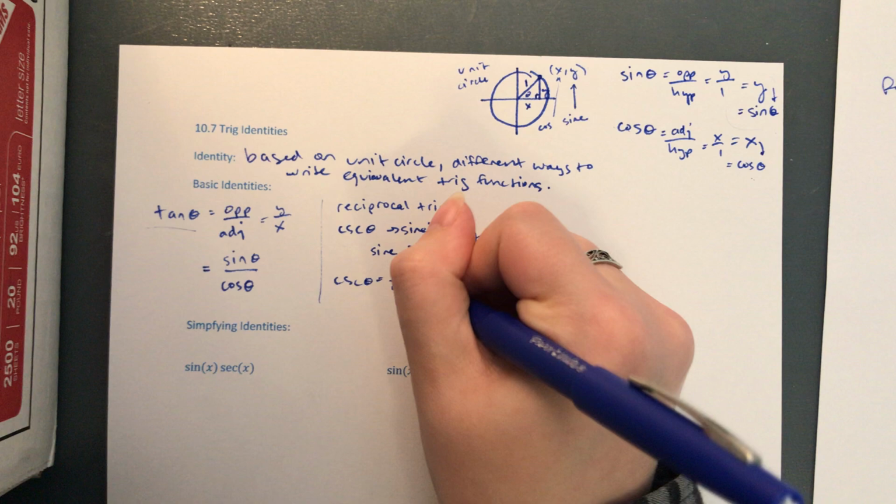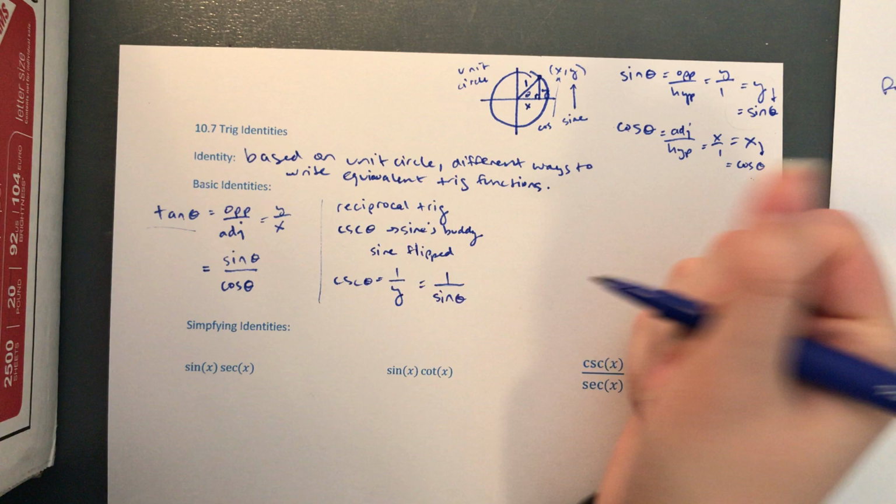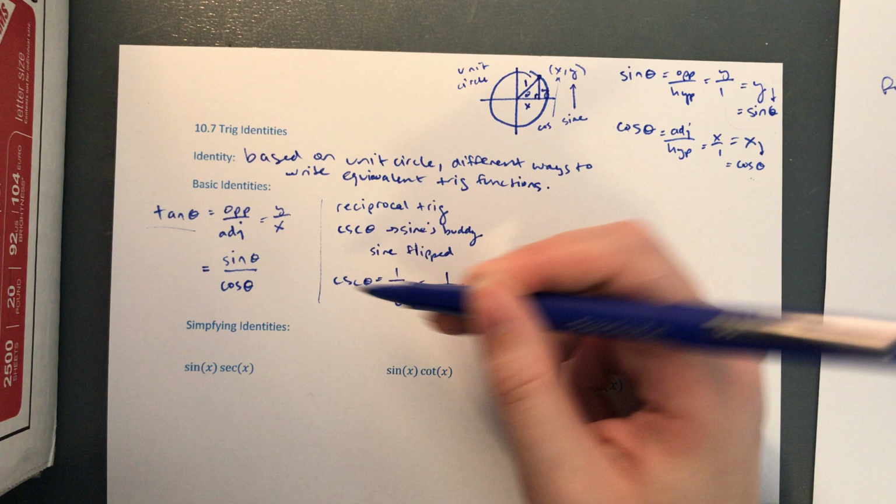And we know y is sine. So cosecant is 1 over sine theta. So anytime we see 1 over sine theta, we can rewrite that as cosecant and vice versa. We'll be able to replace cosecant with 1 over sine theta and vice versa.